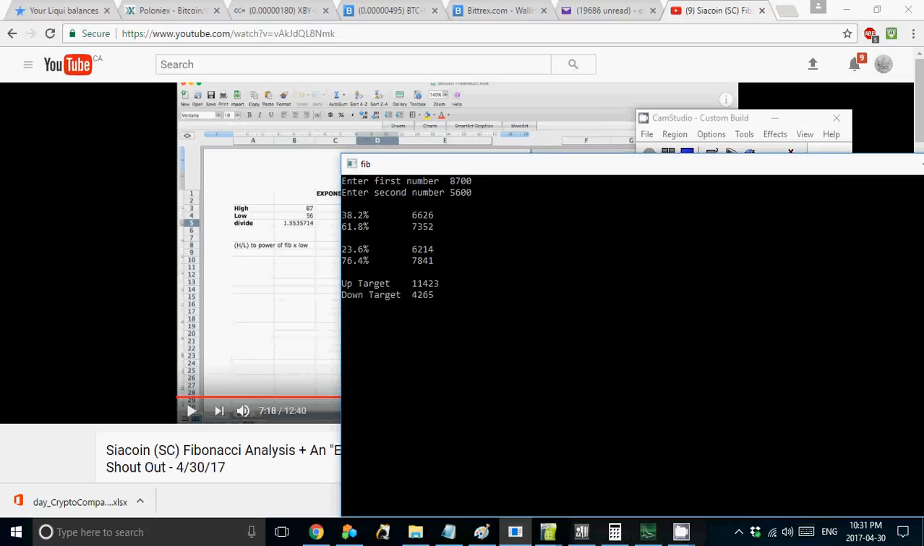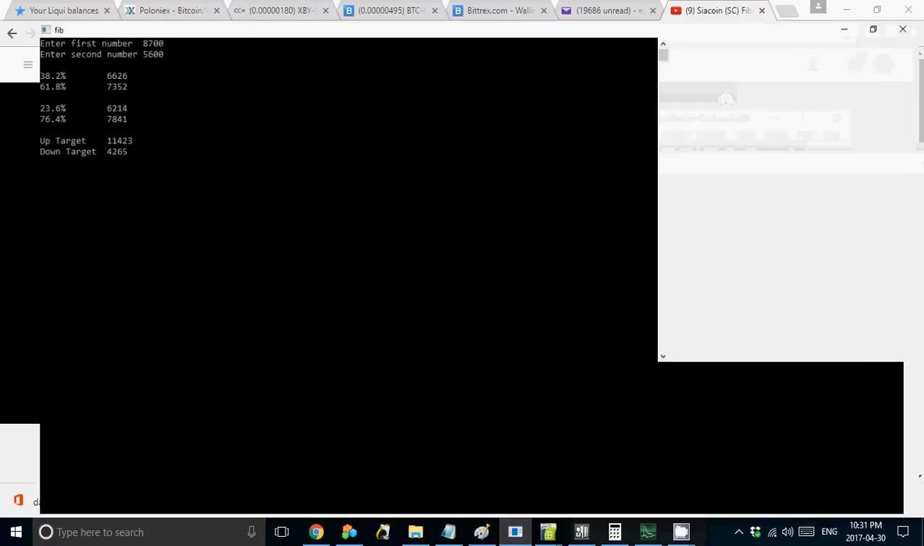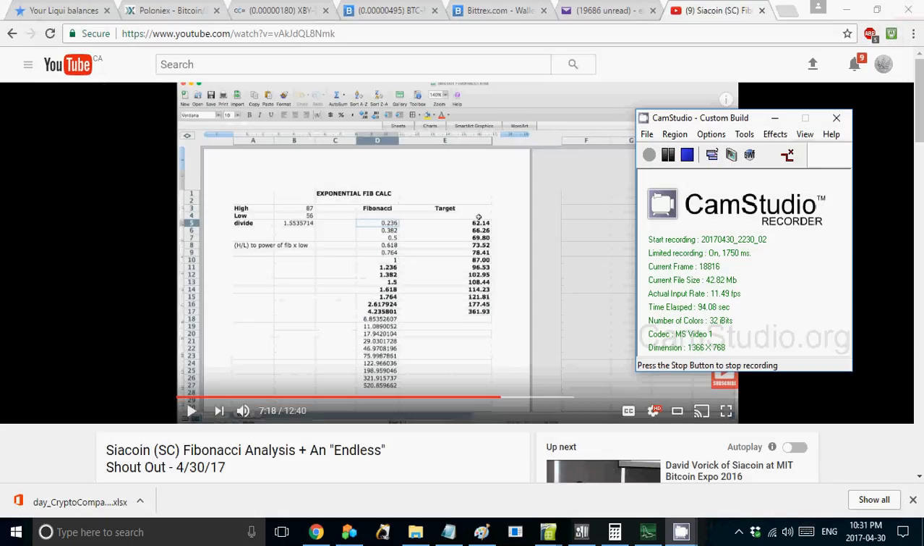And the down target is high divided by low, the same way, to the root of 1.618. And you multiply 1 divided by high. So in this case, 1 divided by 8,700. And then whatever the answer to that is, the invert of that again. So 1 divided by all of that. And in this case, it's 4265. And it works really, really well as well.